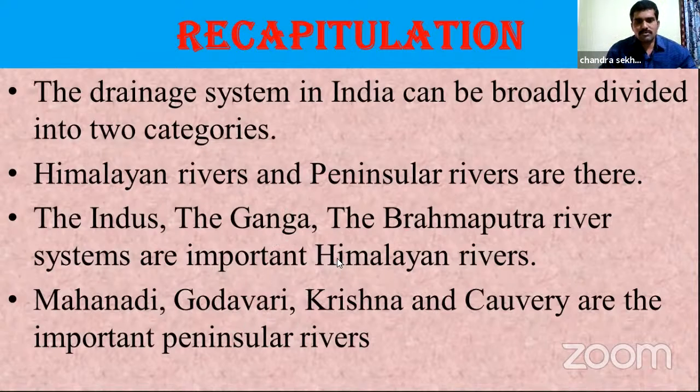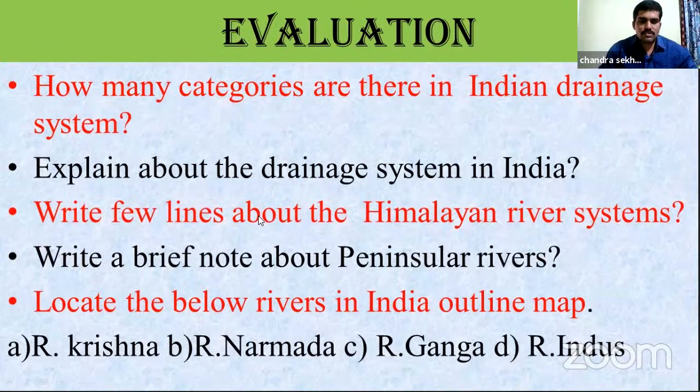Read once again. Then here are some questions for your evaluation purpose. First one: how many categories are there in Indian drainage system? Children, you have to write the answer from what we have discussed now. Then explain about the drainage system in India. In detail, you have to write important points about the drainage system. Write a few lines about the Himalayan river systems. Another question is: write a brief note about peninsular rivers.